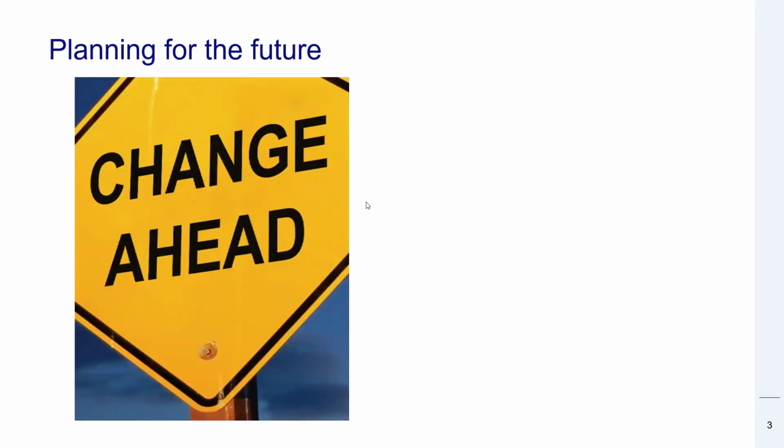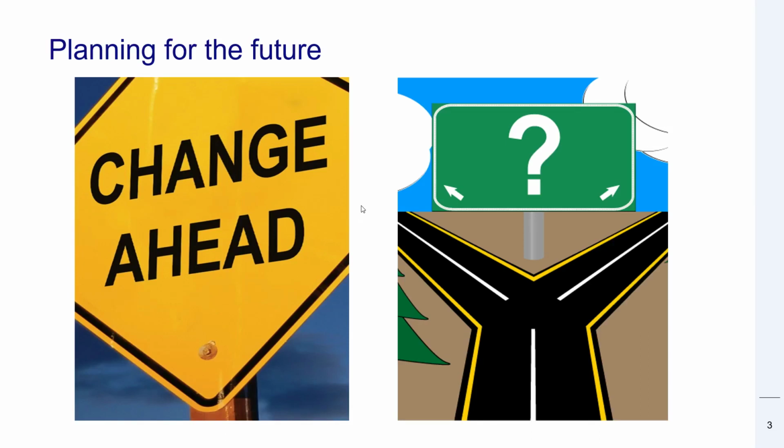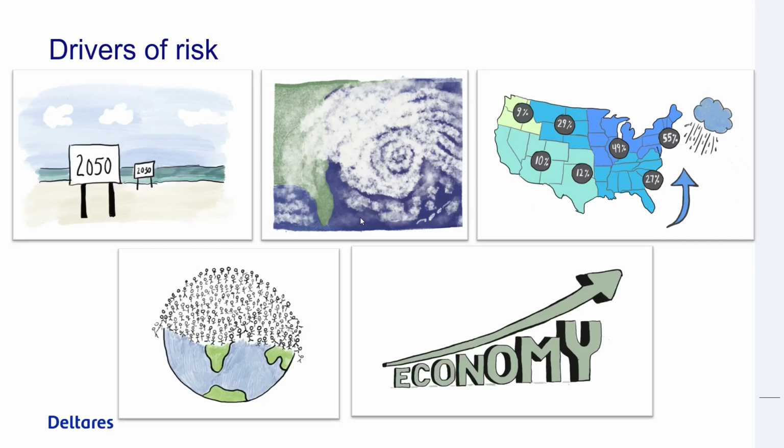A lot of communities are planning for the future. We know there are a lot of changes up ahead, and decisions need to be made today despite all the uncertainty there is in the future. A lot of this uncertainty is coming from different drivers of risk. These can be climate related, like rising sea levels, more frequent tropical cyclones or hurricanes, and changes in precipitation patterns, heavier rainfall or more frequent rainfall.